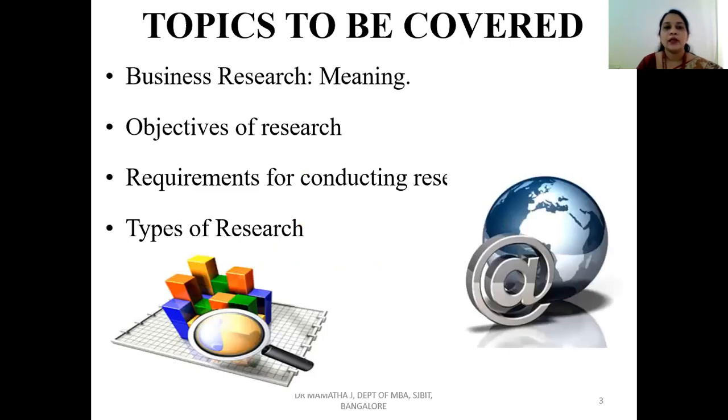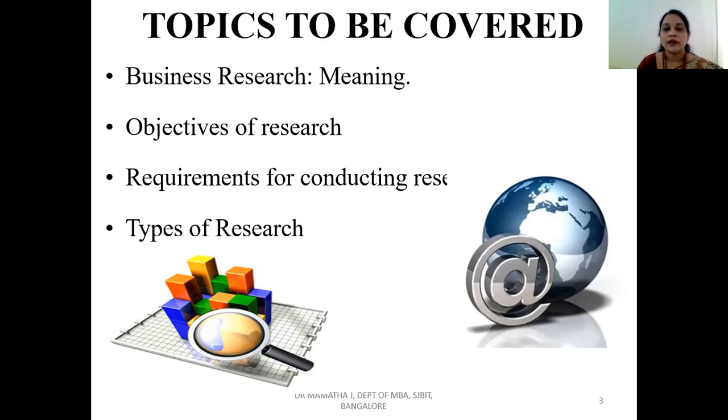This week we're going to discuss what is business research, the meaning or the definition of research. Then we are going to discuss the objectives of research. For anything, you have certain purpose or objectives of doing it. Similarly, for doing research, you have certain objectives. Based on that, we are going to discuss the objectives of conducting business research. And then we will discuss the requirements or the necessity for conducting the research.